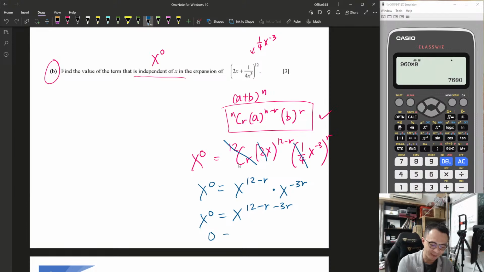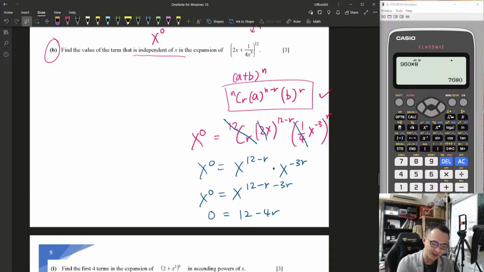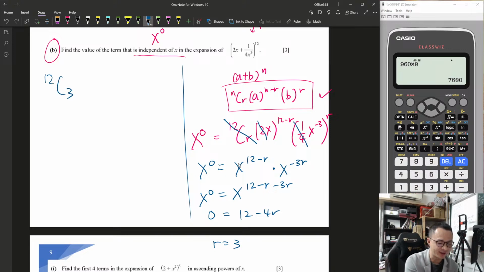Now I'm comparing the powers. This is 12 minus 4r. So by solving this, I know my r equals 3. So very fast, I know I can get the term without x when r is 3. So then I will do 12C3 because I already found out r should be 3. This is 2x to the power of 12 minus 3, which is 9. Then 1 over 4x cubed, this is power of 3.